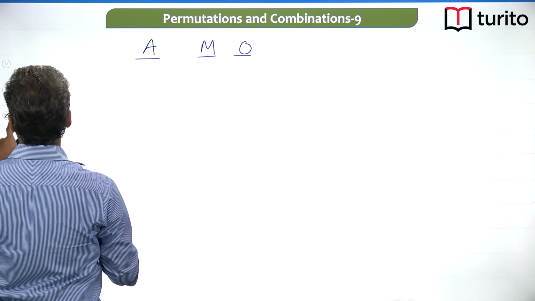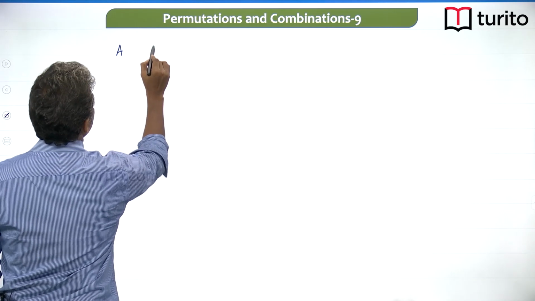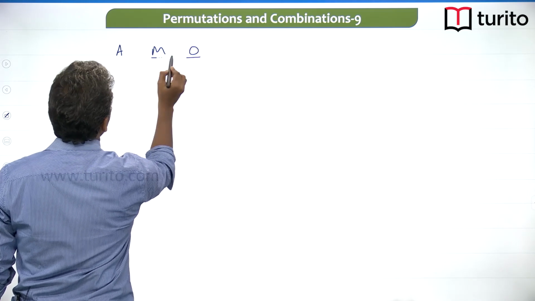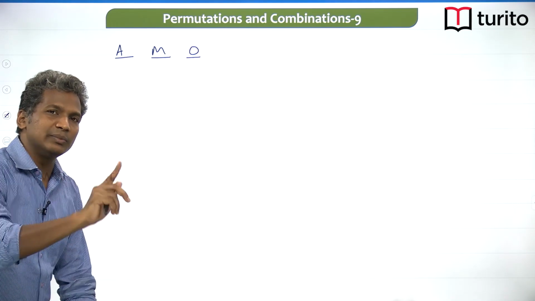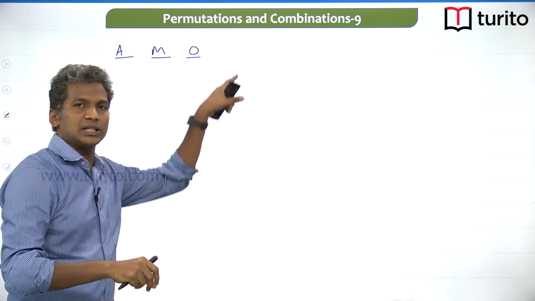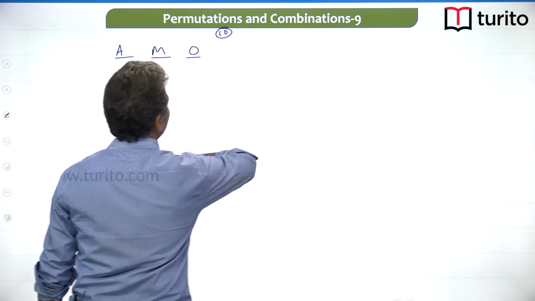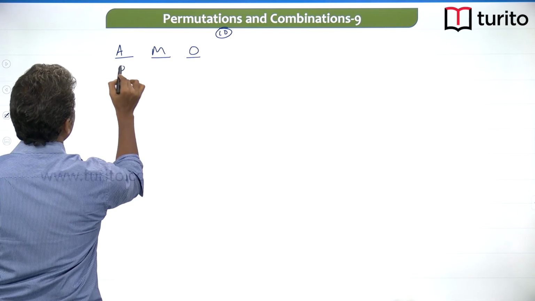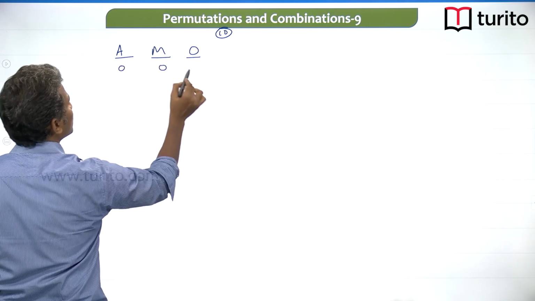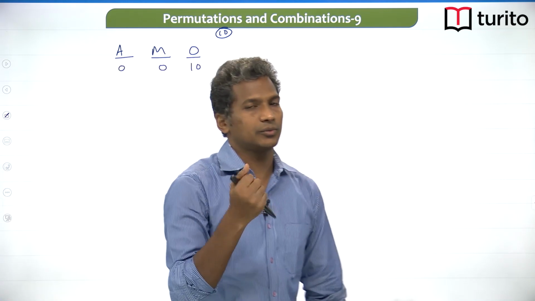So what I'll do is, I'll give all variables, this is A, this is M, this is O, okay. I'll give all variables zeros first and I'll give all objects to the last one, okay. So total we want 10, okay. I give zeros to apples and mangoes and I give 10 to oranges. That means all 10 are coming from oranges, okay.